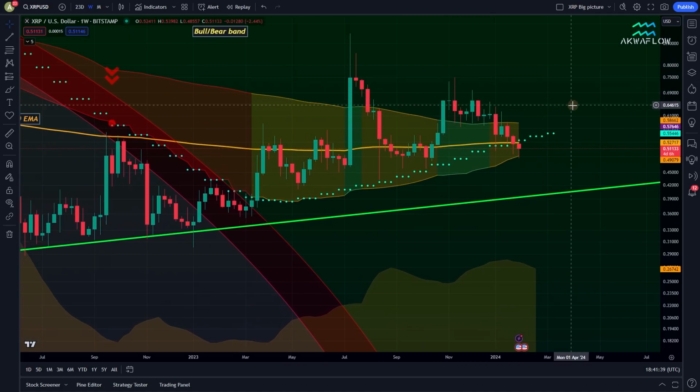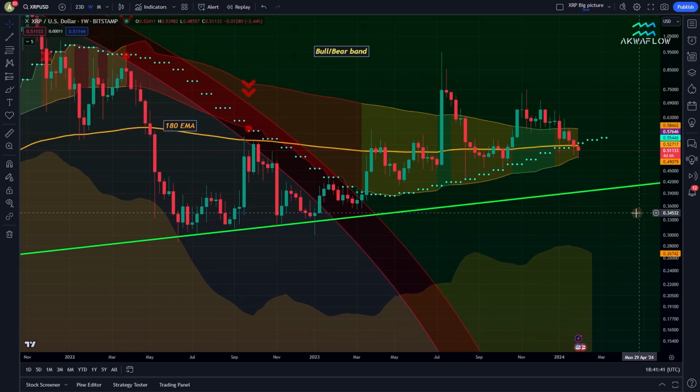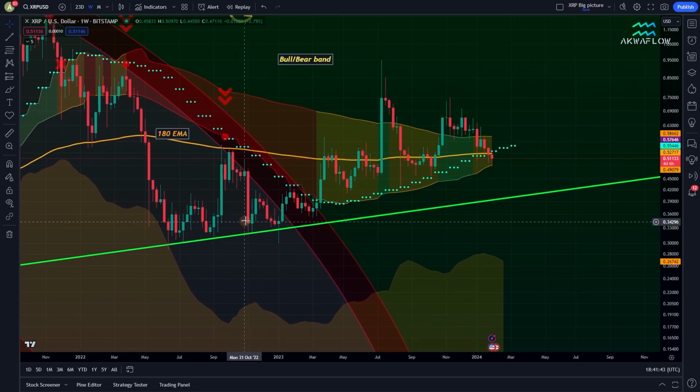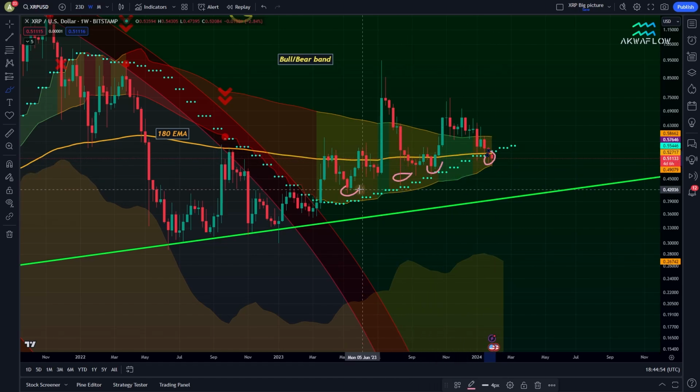So I know that it looks very scary, but remember that XRP is still in an uptrend. To reverse the trend, XRP would have to make lower lows. For now, we have higher lows. So this is a good sign that XRP is still in this uptrend. But if we are not able to maintain this level and XRP starts making lower lows, it would be pretty bad, guys. So for now, let's remain optimistic.